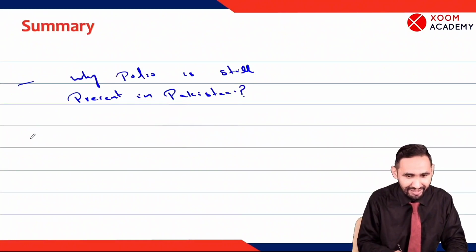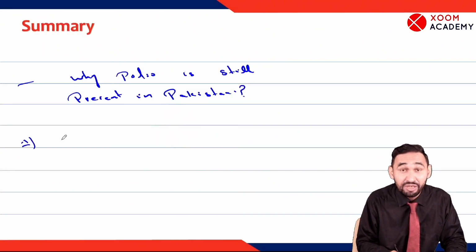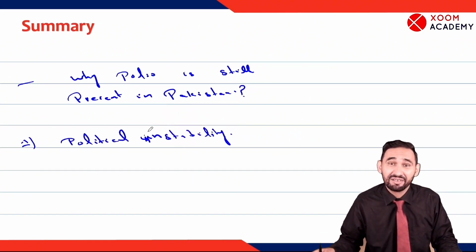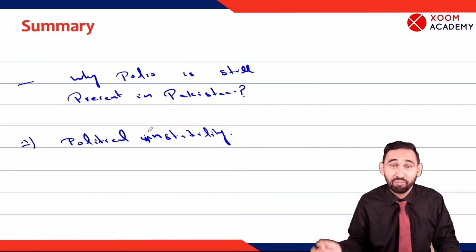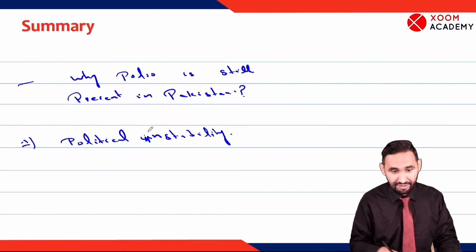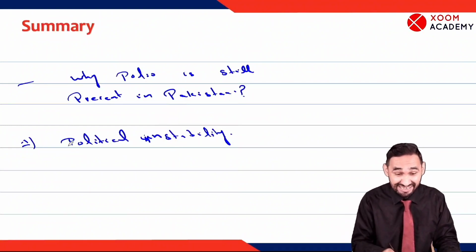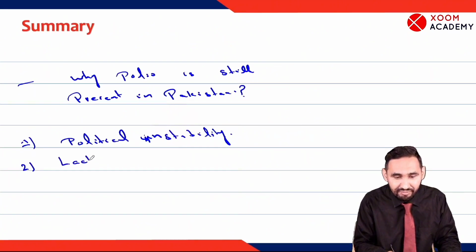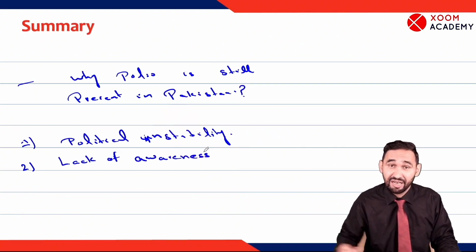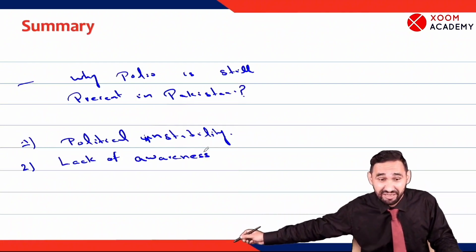Number one, political instability. Why? Because governments change rapidly in Pakistan, policies change rapidly in Pakistan, new government comes, forms a new policy. That's why there is political instability. Number two, lack of awareness. People don't know about polio vaccine. There are a lot of myths regarding polio vaccine.